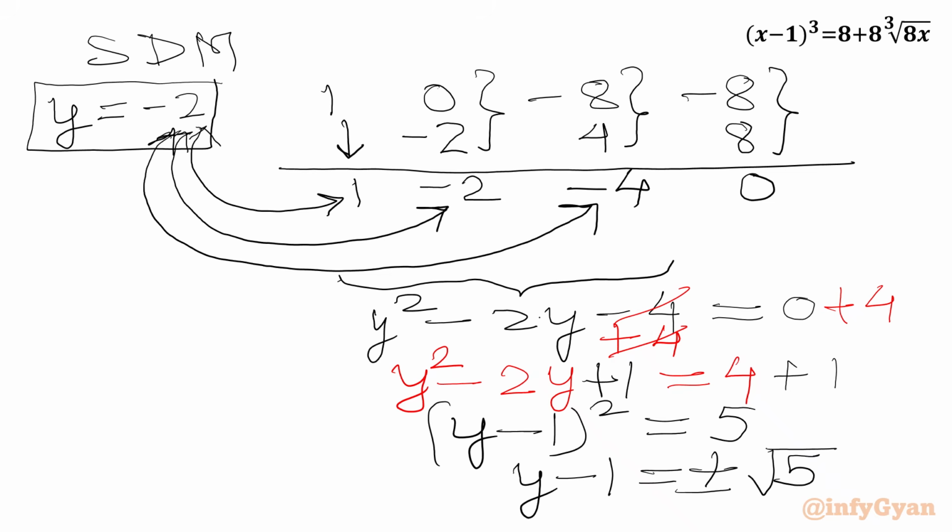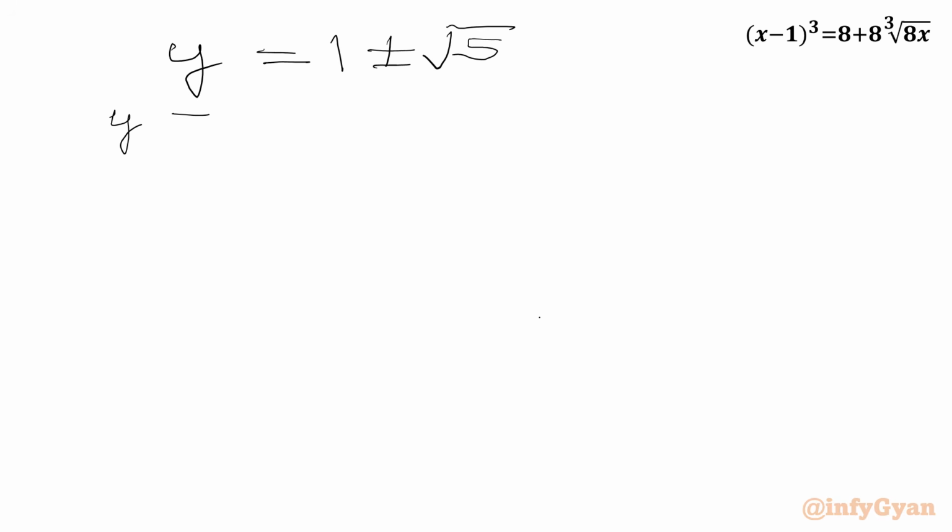Now we have to add 1 to both sides. We will get y equal to 1 plus minus square root 5. So we have 3 y values or solution of cubic equation. We have y1 minus 2, our base solution. Then we have 1 plus minus square root 5.